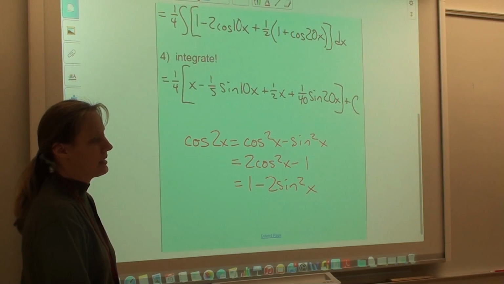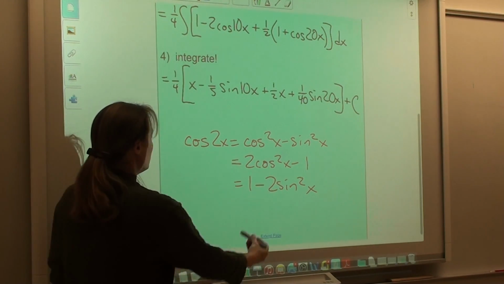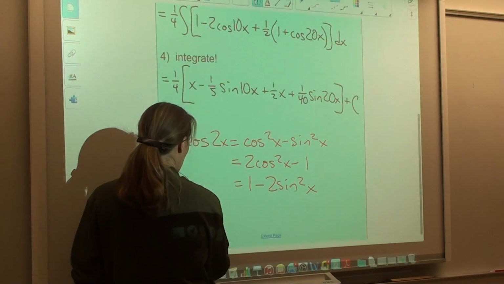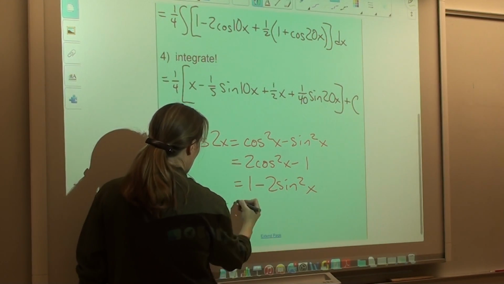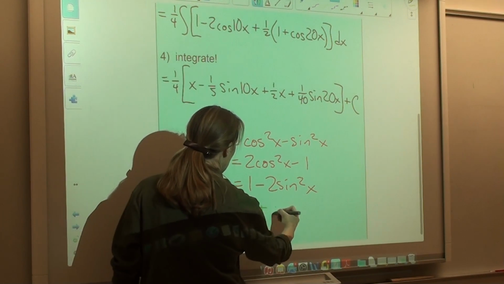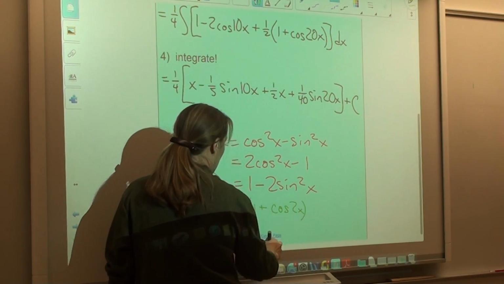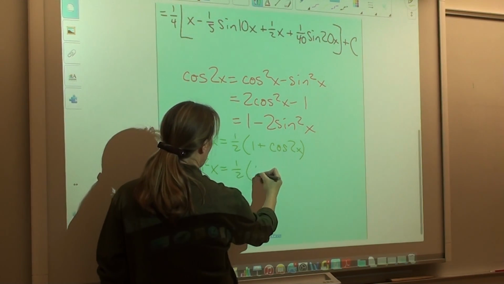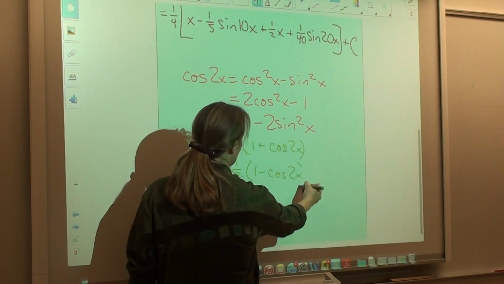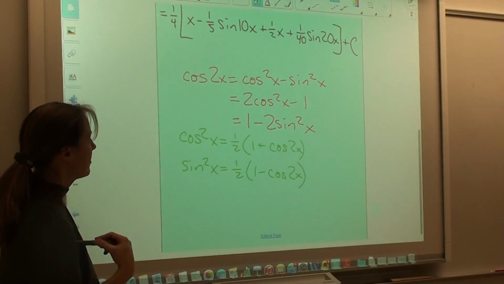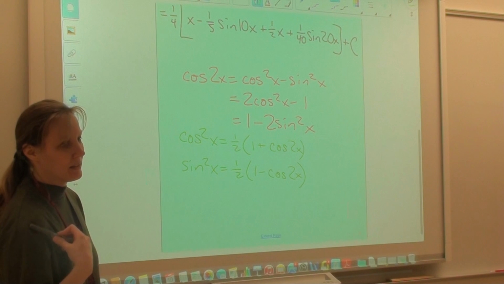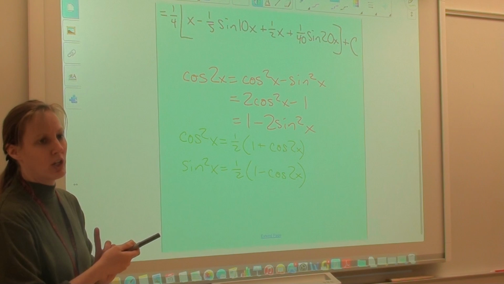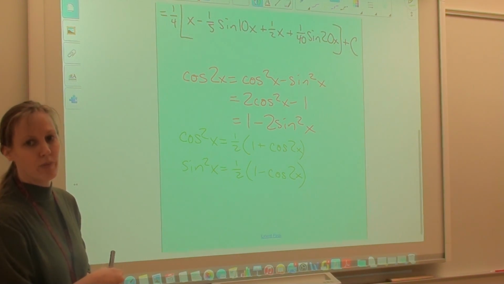So cosine squared. If you solve this for cosine squared, you get cosine squared equals 1/2 times 1 plus cosine 2x. If you solve it for sine squared, you get 1/2 times 1 minus cosine 2x. They don't switch. Guys, it's not an automatic function switch. It always goes to cosine when you do power reduction.